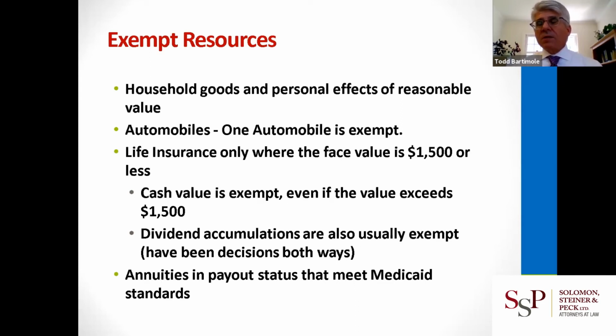However, a whole life policy or some other kind of permanent insurance can be an asset. So if you have a policy that has a $2,000 face value and it's worth $2,000, that's going to be countable. If it's a $1,500 face value and the policy is worth $2,000 because the death benefit is going up, it's not counted. So they look first to the face value. If it's $1,500 or less, they're not going to count the cash value of the policy.